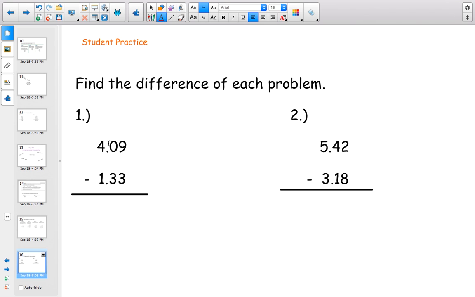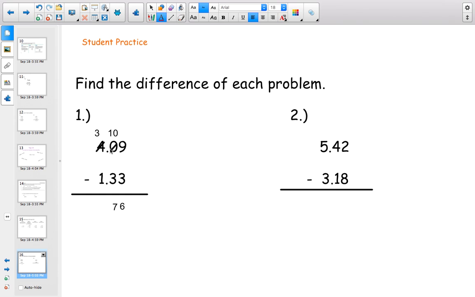Okay, we should have noticed our decimals are lined up. We're going to start all the way in the hundredths place. 9 minus 3 equals 6. Now we move on to our tenths place. 0 minus 3, we know we cannot do that. So our 4 is going to become a 3, we're taking 1 away from our 4, and we're going to add that 1 to our 0 and get 10. So now we have 10 minus 3 in our tenths place, which equals 7.